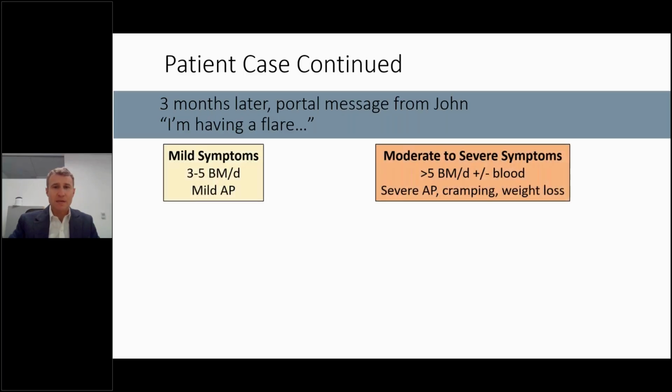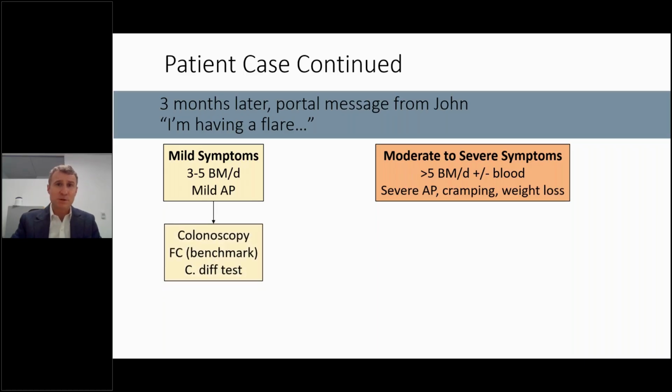And this is what the AGA guidelines recommend in terms of monitoring active disease. First, we need to triage by that symptom burden. Individuals with mild symptoms, defined by 3 to 5 bowel movements per day, mild abdominal pain, defer the diagnostic evaluation. So let's say John reports he's having just a few more bowel movements than normal, maybe a little bit of cramping. Well, in that case, I'm proceeding directly to colonoscopy to confirm that.